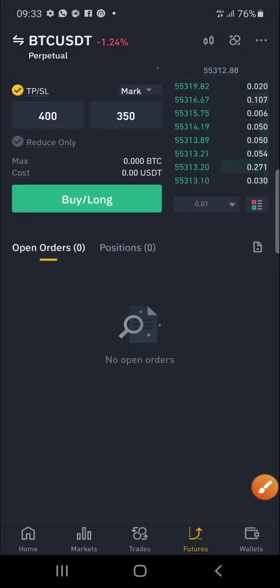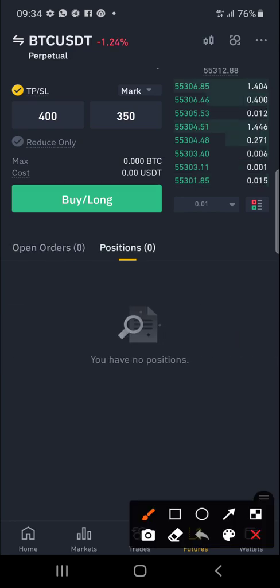Then after you have entered and you click on this position, you will see here adjust leverage. If you click there, you can change the leverage. If you are not happy with the leverage you selected, you can increase or decrease it, even though the market is still going on. It doesn't matter.